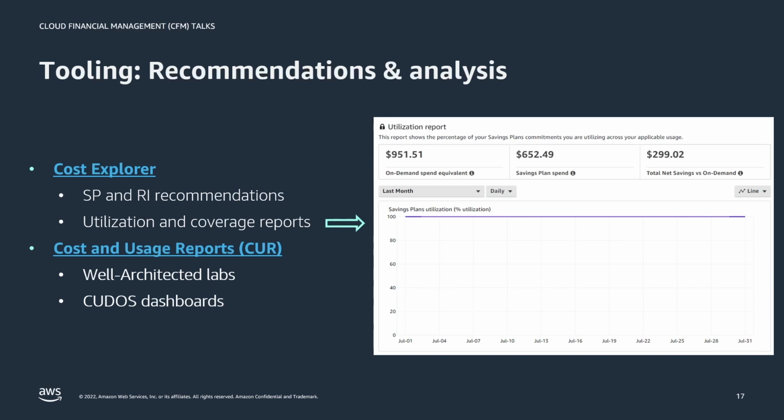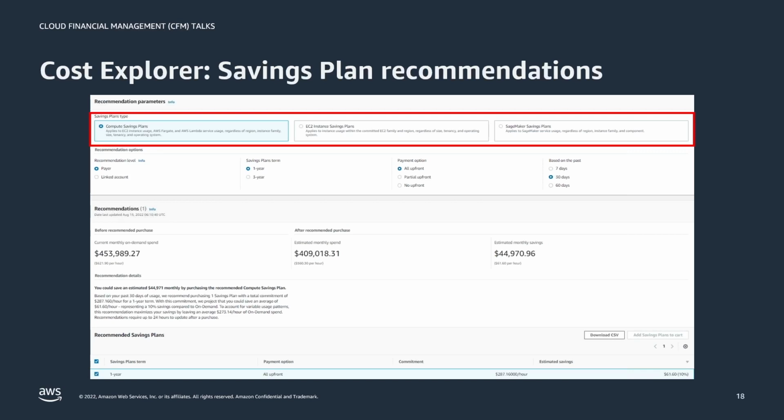So now that we've talked about tooling, I'm actually going to go in and share a bit of the UI, or what you would actually see if you were to log into AWS Cost Explorer and go to make a savings plan purchase. This is going to be our savings plan recommendation screen. And you'll see at the top, Savannah highlighted earlier, the three different toggles we have for a savings plan purchase: compute, EC2 instance, and SageMaker.